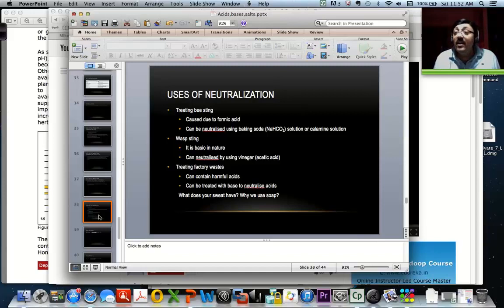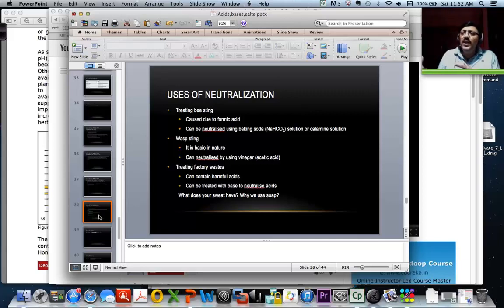Wasp sting. Now the wasp sting is basic in nature. Unlike the bee sting, which is formic acid, the wasp sting is basic in nature. So since it is basic, you need to apply something which is acidic, like acetic acid, which is vinegar, right? I can apply some vinegar for the wasp sting, and that can neutralize the base, and that can give you comfort, right?